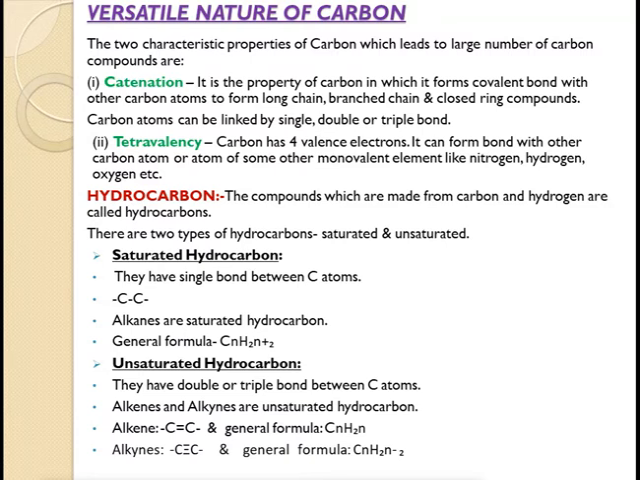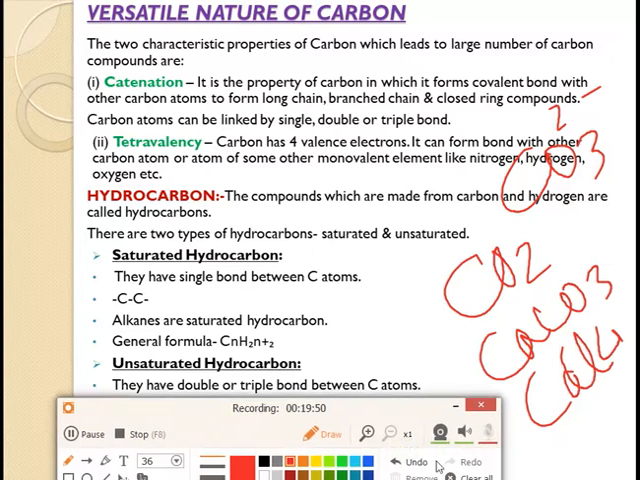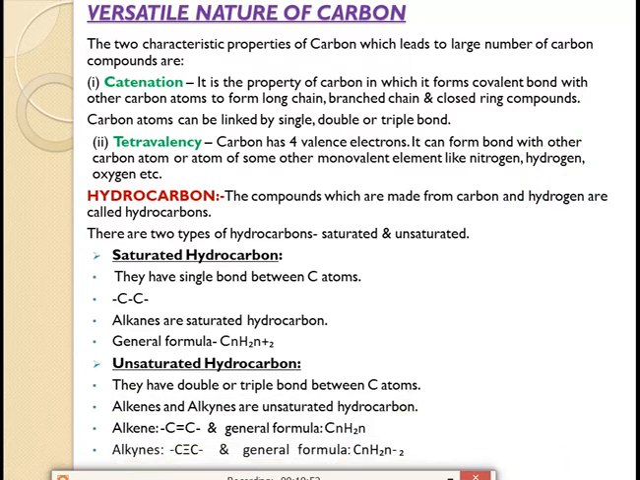For example, carbon dioxide, calcium carbonate, carbon tetrachloride, CCl4, then we have carbonate, CO3 2 minus. Many other compounds are also there which are made up of carbon atoms. So let's see. The first property of carbon which makes it different from the other elements is catenation.